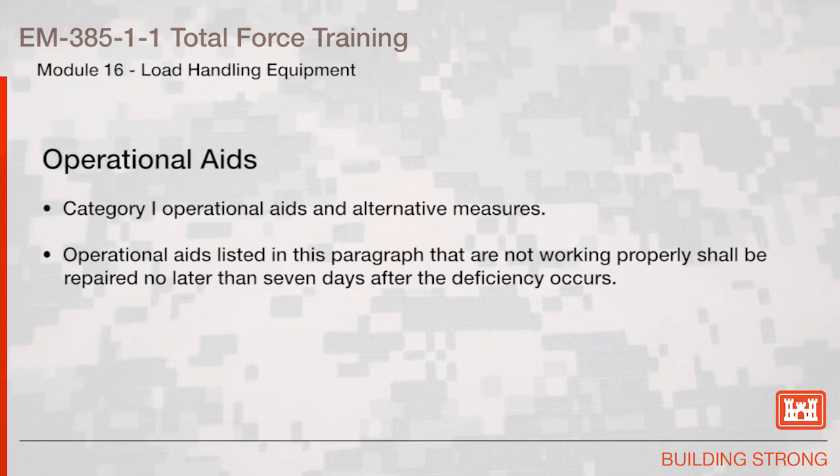The following are Category 1 operational aids and alternative measures. Operational aids listed in this paragraph that are not working properly shall be repaired not later than 7 days after the deficiency occurs.